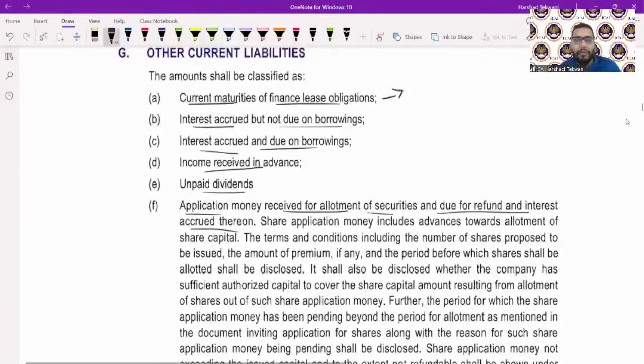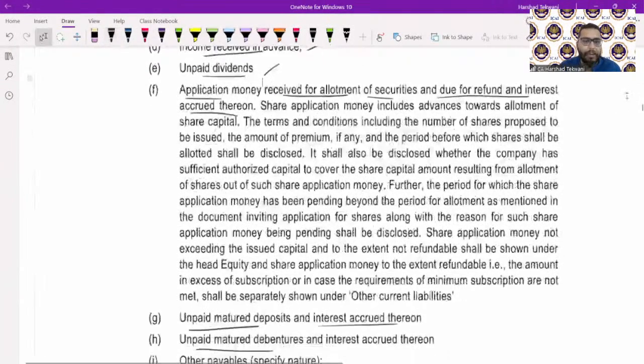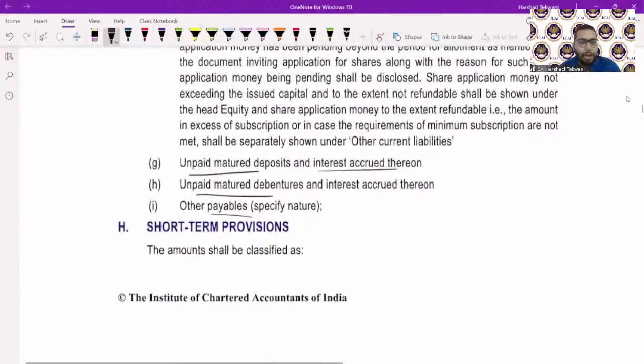Current maturities of finance lease obligations is the amount that you are supposed to pay within the next 12 months. That's one thing. But interest accrued is neither a borrowing, nor a payable, nor a provision. Interest accrued and due on borrowings, income received in advance, unpaid dividends, application money received for allotment but due for refund, unpaid matured deposits and interest thereon, unpaid matured debentures and other payables. These are the items which will be classified under this particular head.